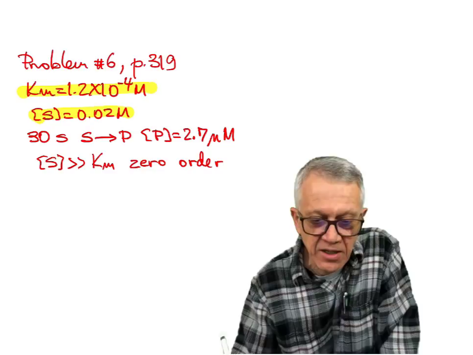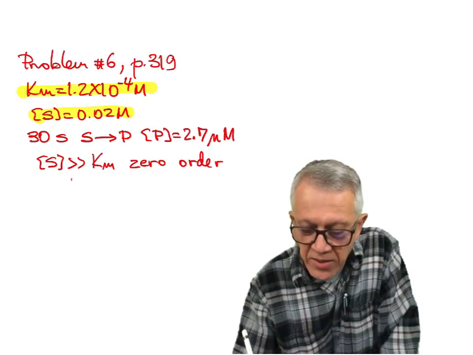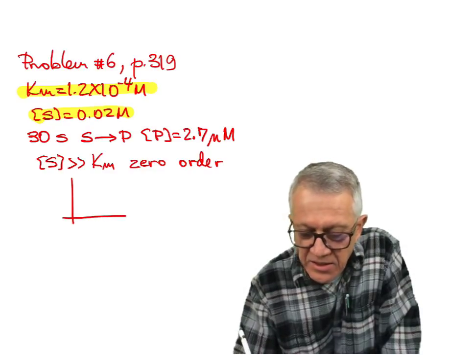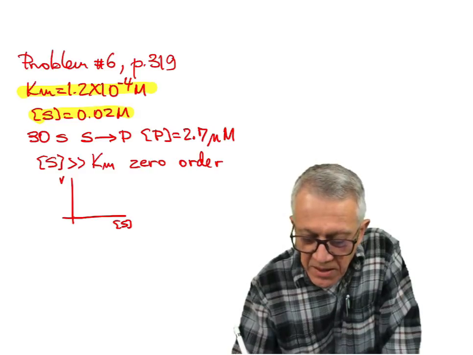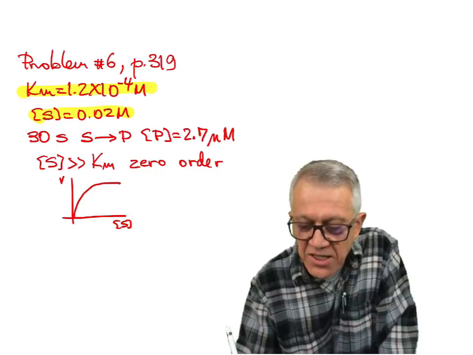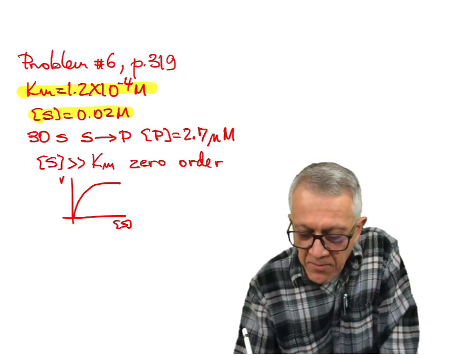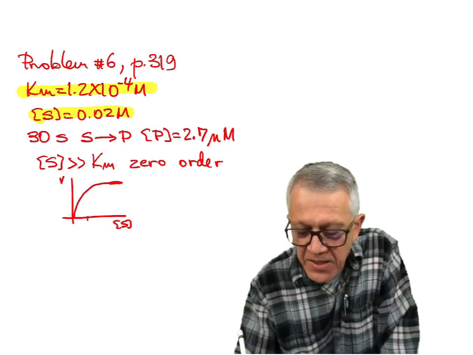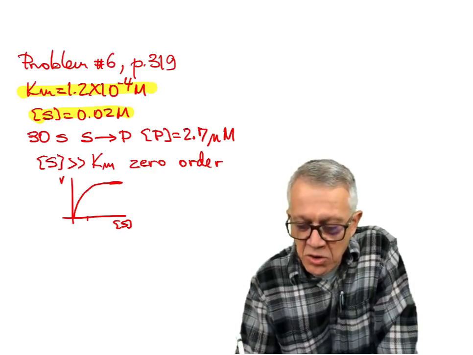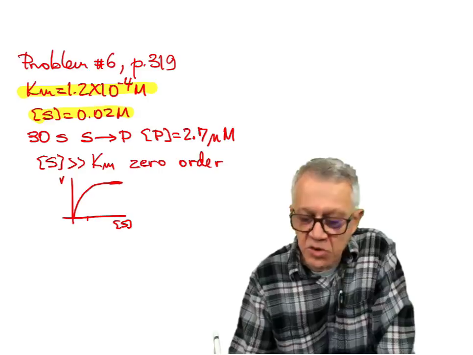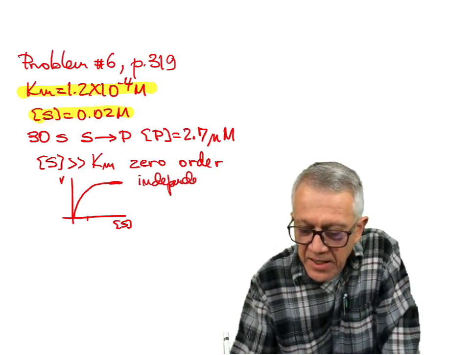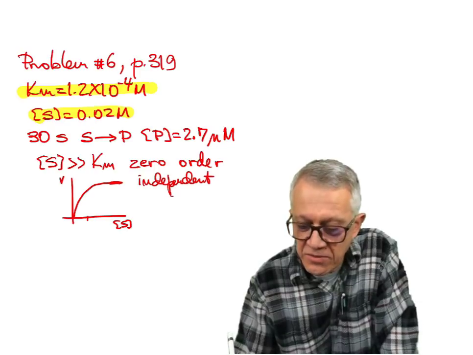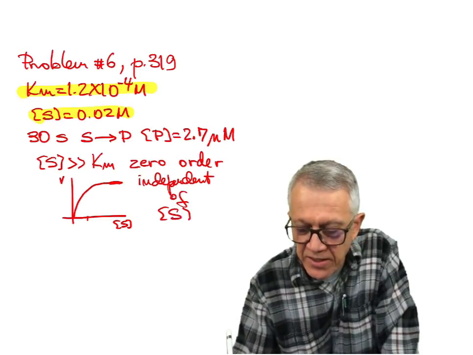Do you remember this situation where we have this graph? This is the velocity, this is the substrate concentration, and things plateau like that. If the substrate concentration is much larger than the Km, then we are in a zero order reaction. So this is completely independent of the concentration of the substrate, right?